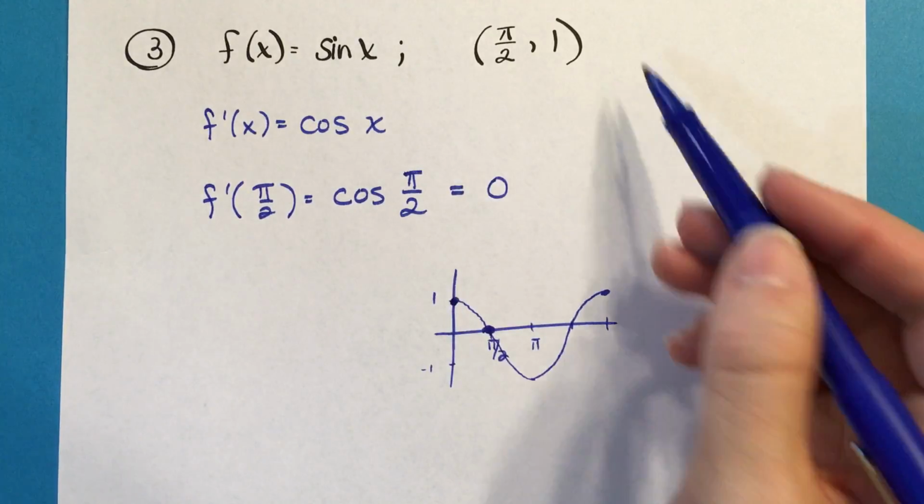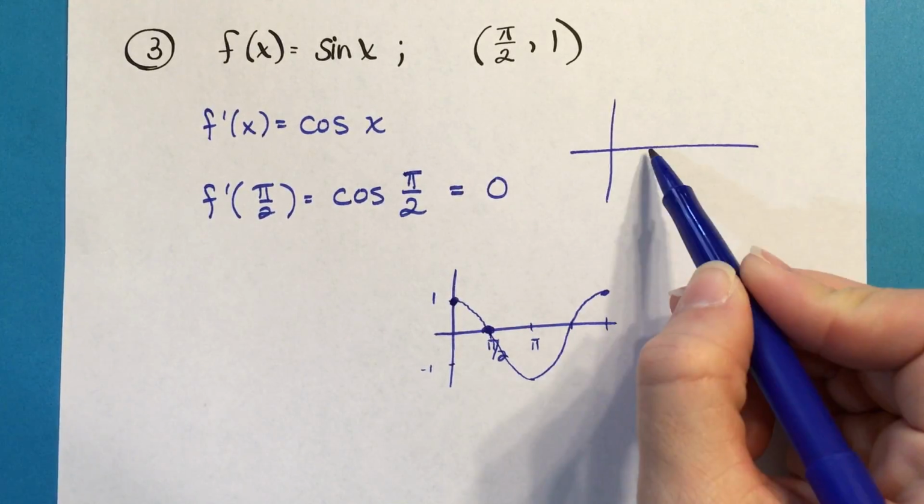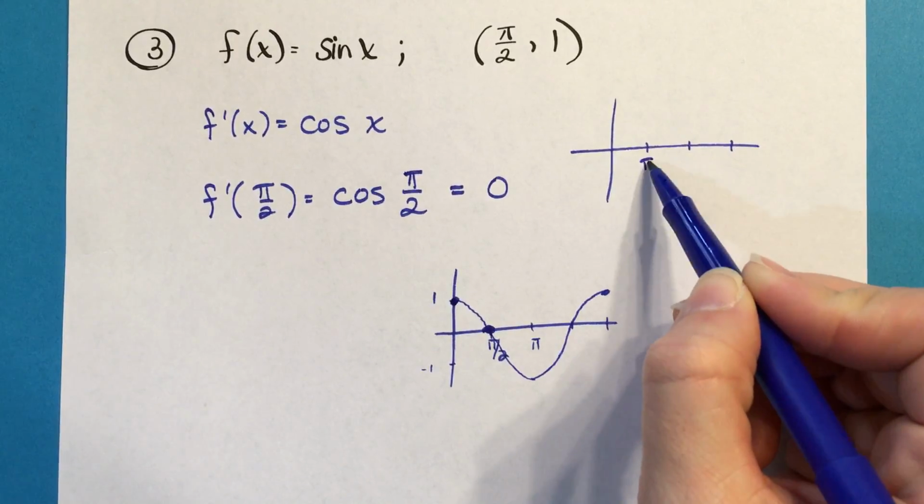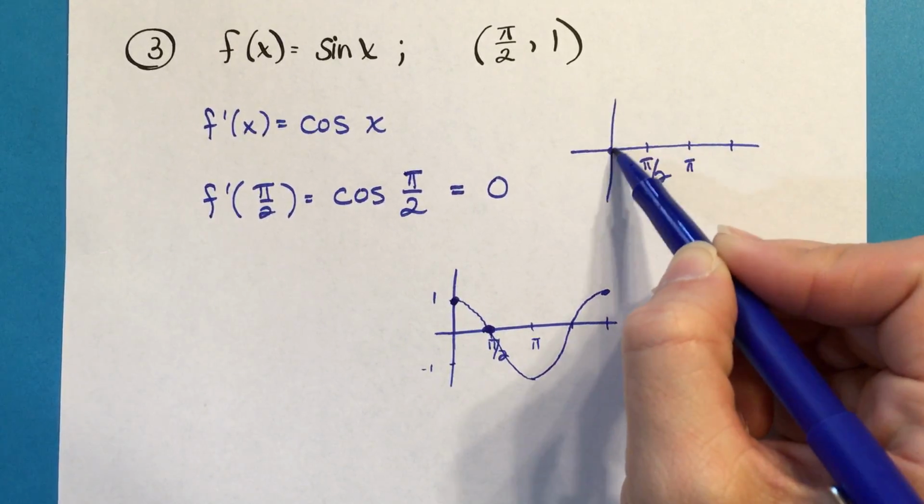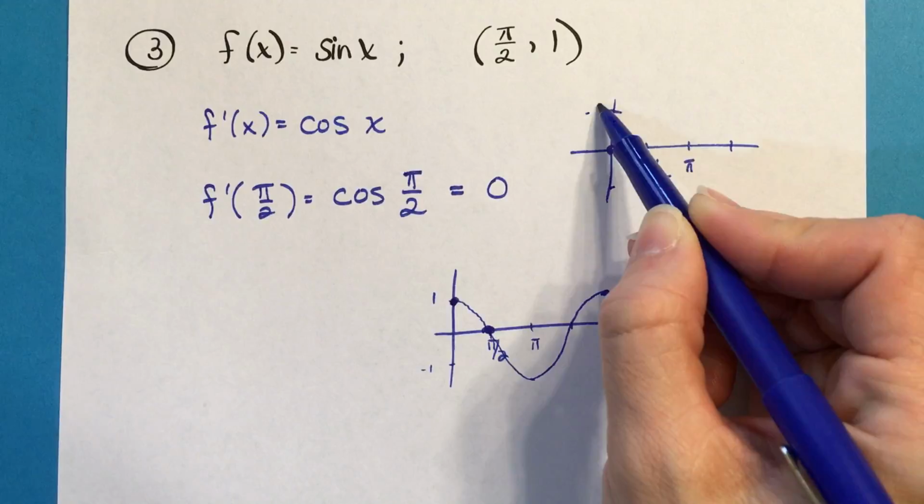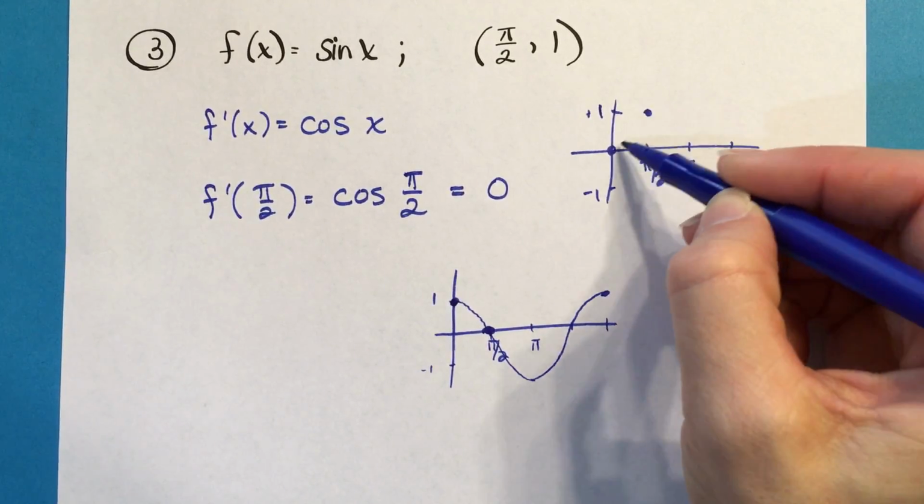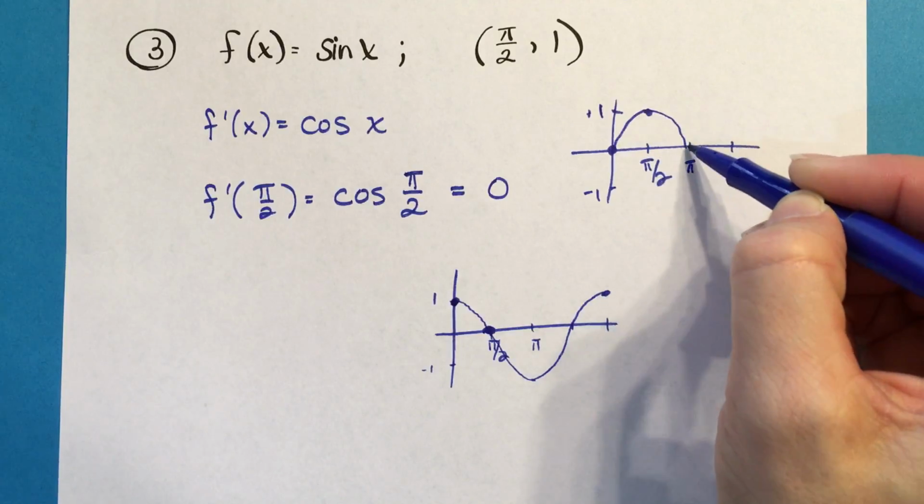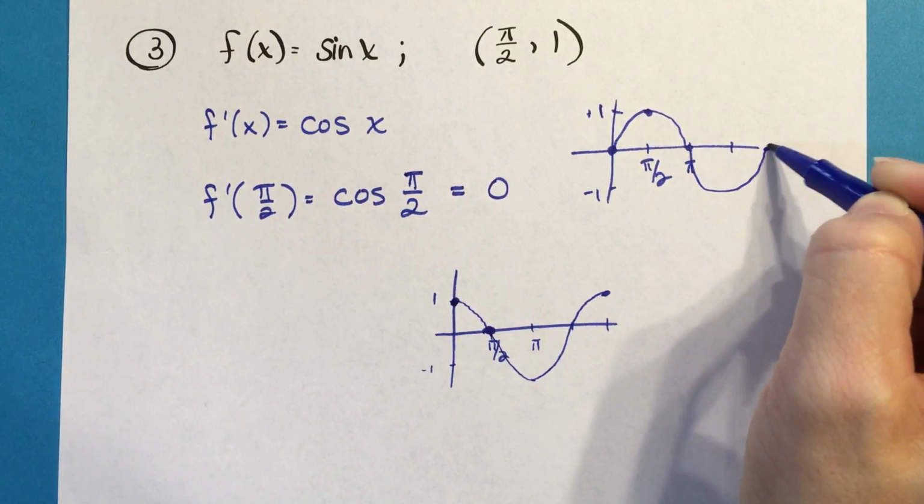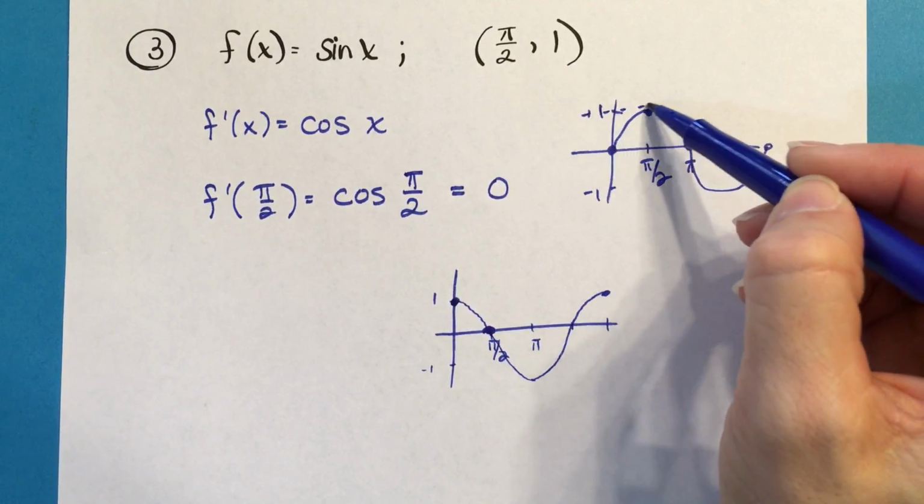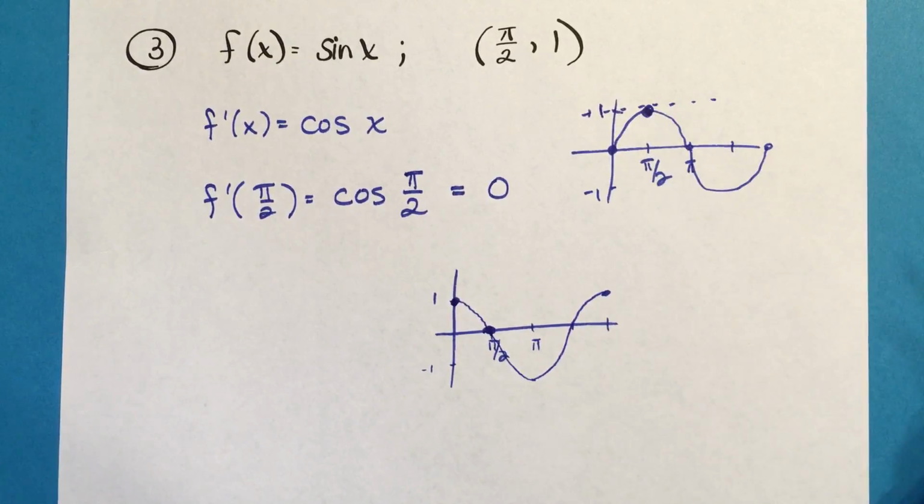But now recall your sine graph. If you remember your sine graph, that should be positive 1, negative 1 down here. So your sine graph goes up at pi. So see, you would have a horizontal tangent line here at pi over 2.